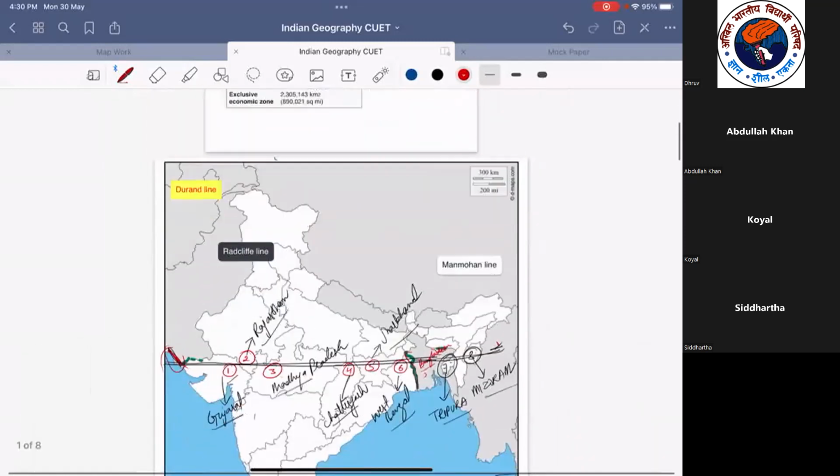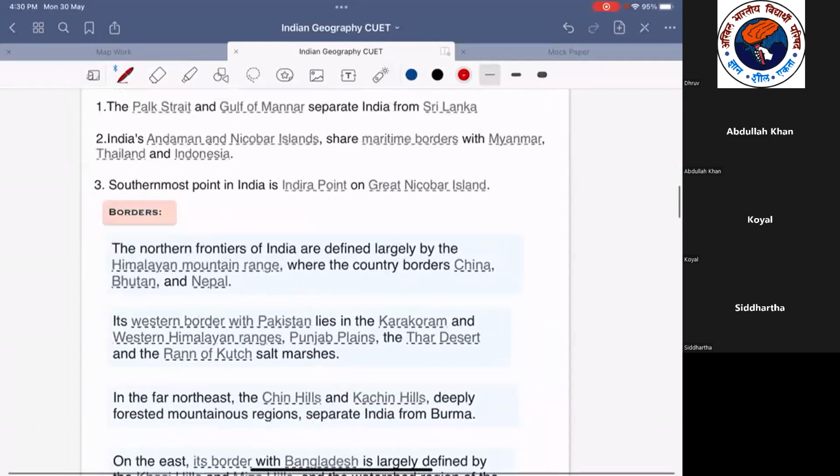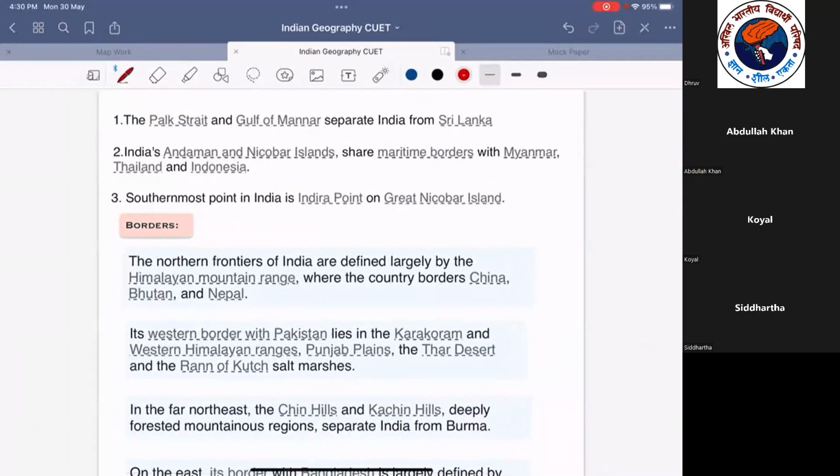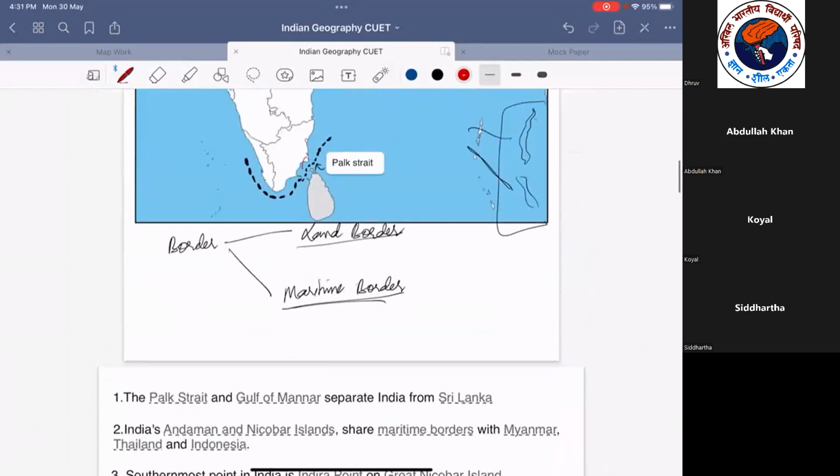Then Palk Strait and Gulf of Mannar separates India from Sri Lanka. I have already told you about this. Palk Strait or Gulf of Mannar, here it is Palk Strait and Gulf of Mannar. This divides Sri Lanka from India.